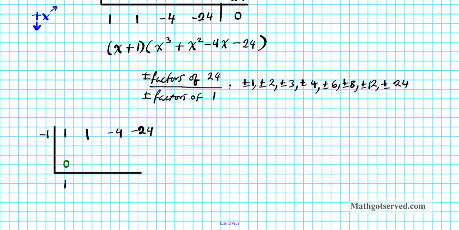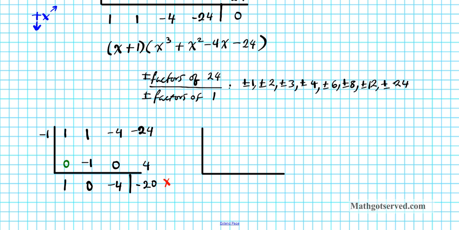Add down, multiply across. Add down 0, multiply across 0. Add down, multiply across 4. Add down negative 20. This is not a factor anymore. Okay? Alright, how about we try positive 1 and see if that works. You never know, we just keep trying until we get one that works.